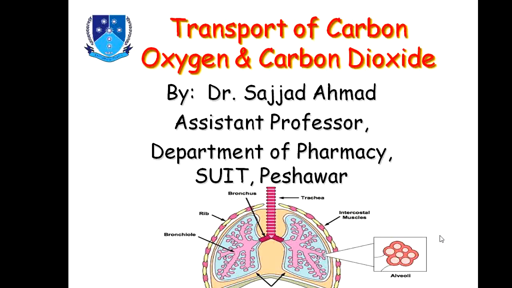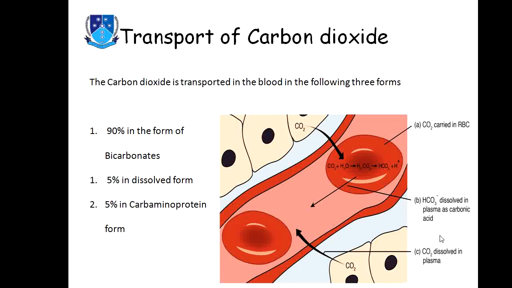In the first slide we are going to discuss the transport of carbon dioxide. The carbon dioxide is transported inside the blood capillaries and the systemic circulation, 90% in the form of bicarbonate, 5% in simply dissolved form, in original form, and 5% in the carbamino-protein form. As I have told you, the carbon dioxide is transported from various tissues of the body to the systemic circulation, and then to the veins of the body, and then from the veins to the alveoli, and then from the alveoli this carbon dioxide is released to the external environment through the lungs.